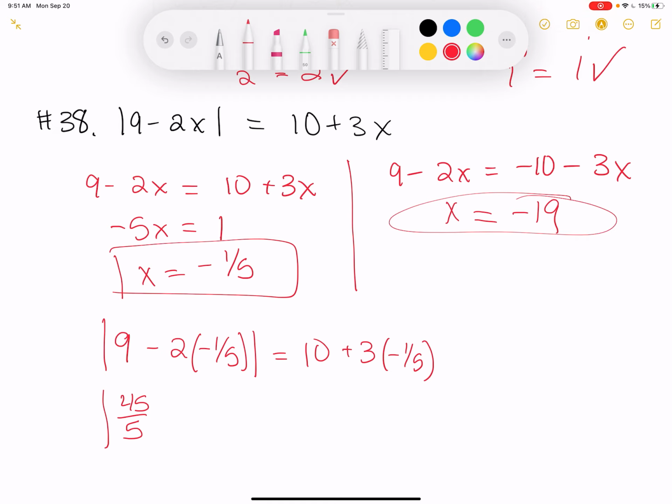All right, and then negative times negative is going to be positive, and that's going to be 2/5 is equal to, I'm going to write this 10 over 5, so it's just easier.